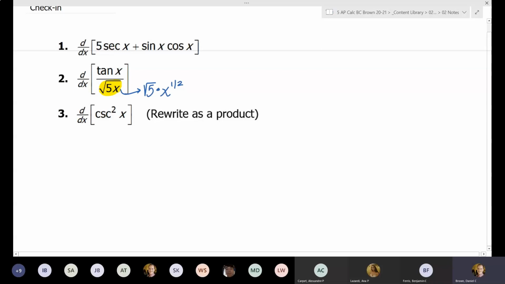For number 3, this is the cosecant squared. We can't use the power rule because this is a function squared, not x squared. So you would want to rewrite it as a product. So you want to rewrite it as cosecant times cosecant. So go ahead and start those problems for me.